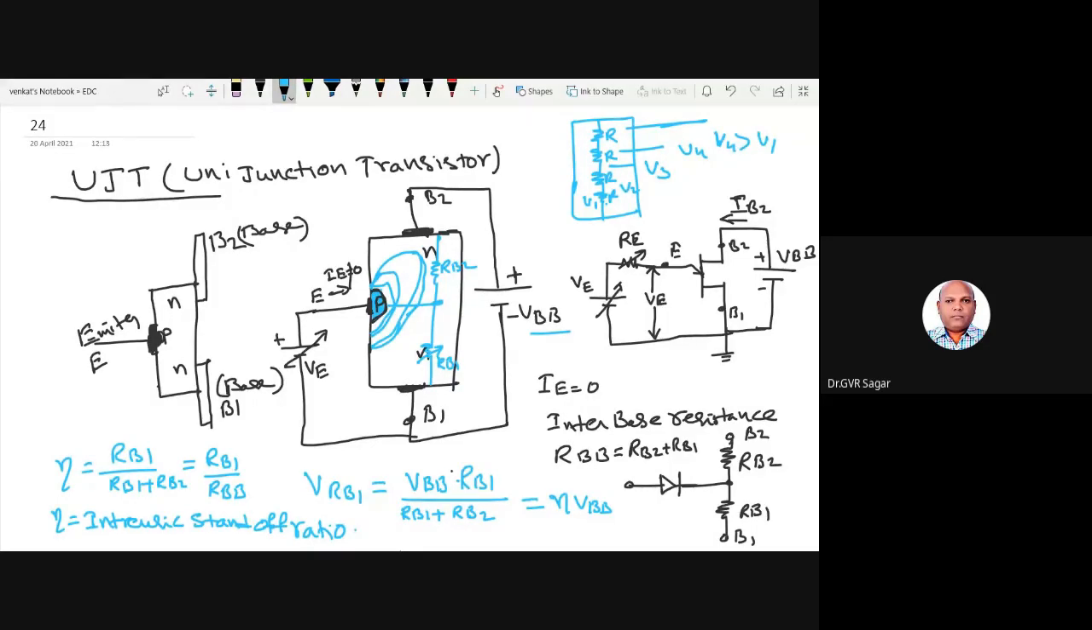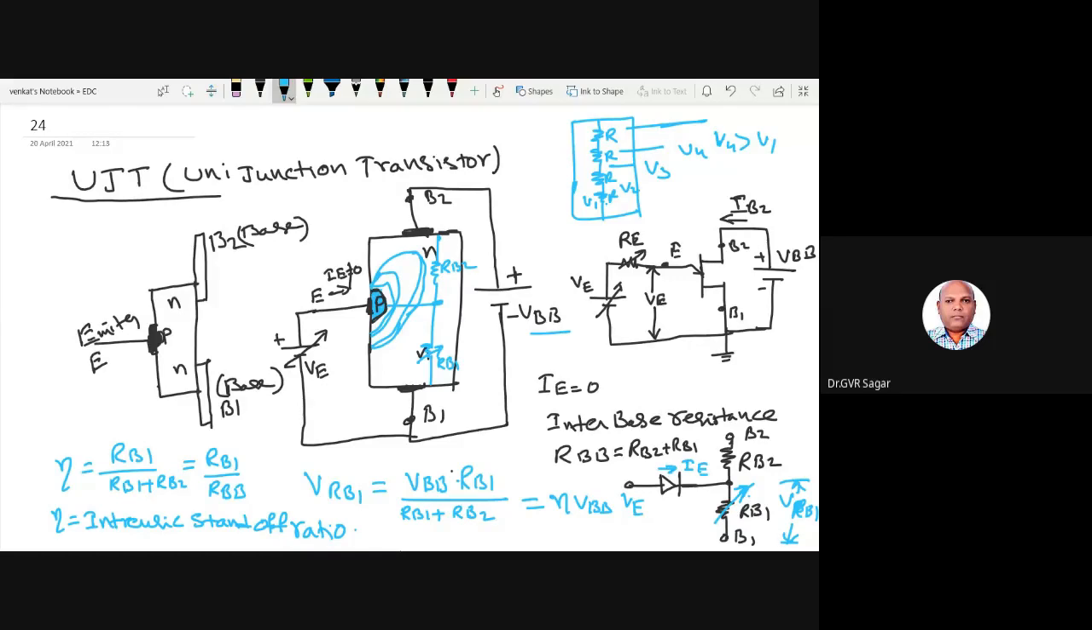This part is called the equivalent circuit of a UJT. Right. So voltage VBB is applied here, current is flowing here, and there is a voltage drop across this, VRB1. VRB1 exists here, right? So this is the simple construction and operation of a UJT.